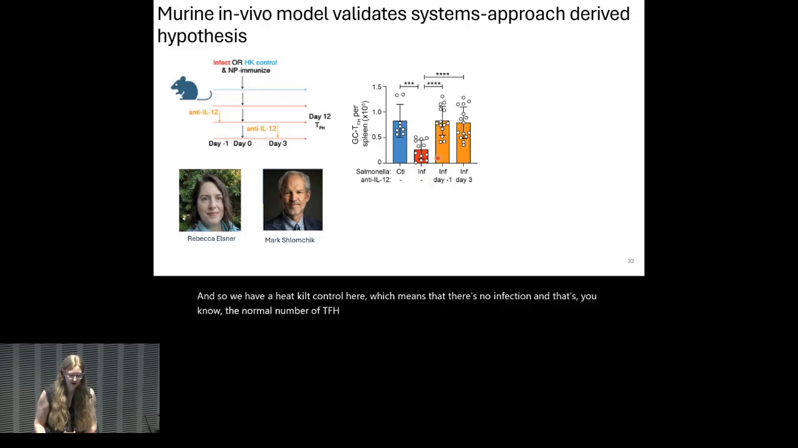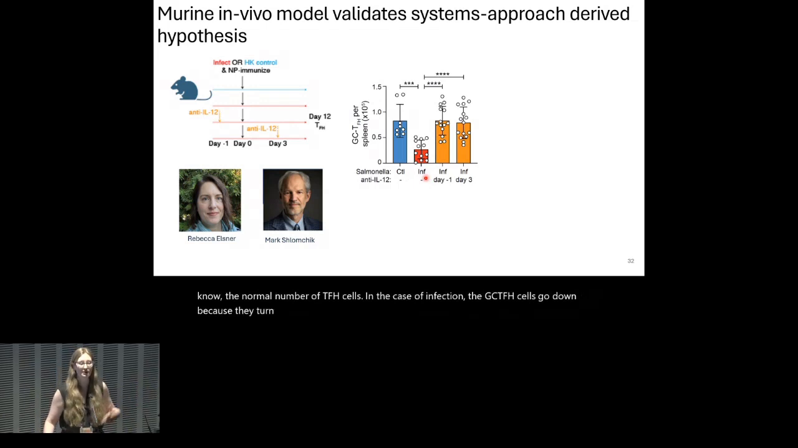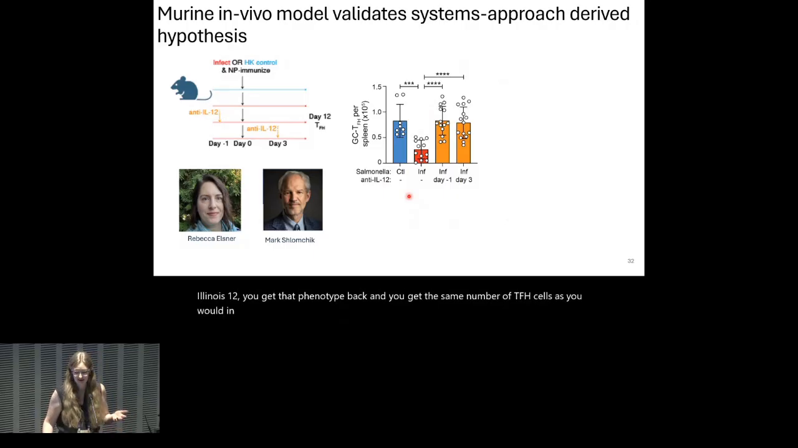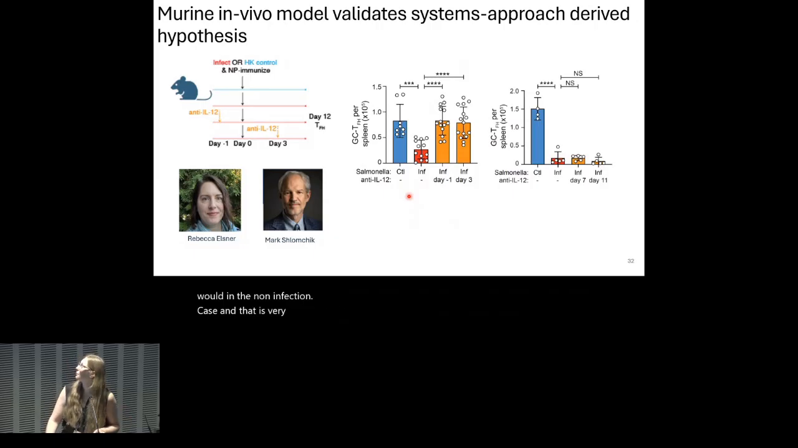In the case of infection, the GC-TFH cells go down because they turn into Th1 cells to fight off the infection. And what we see is when we block IL-12, you get that phenotype back and you get the same number of TFH cells as you would in the non-infection case. And that is very time specific because when we block IL-12 later on, what we see is that we cannot get those GC-TFH back.